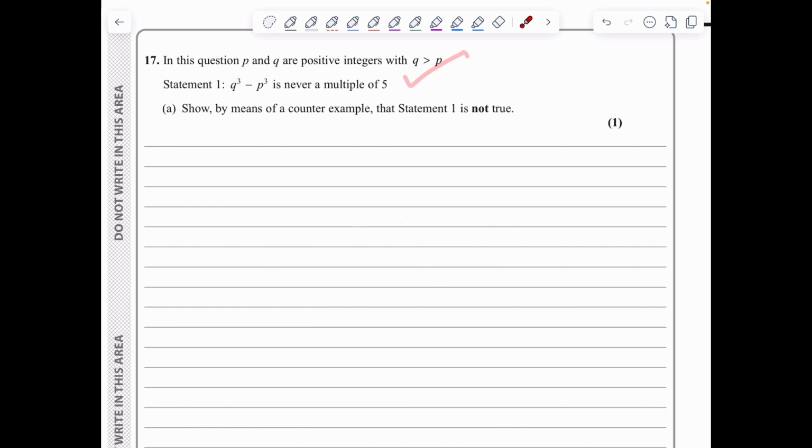So if the statement is saying that this is never a multiple of 5, then it will be enough to provide values that will give me an overall result which is a multiple of 5. So I'm thinking of both q and p being multiples of 5. So I consider 10 cubed minus 5 cubed, which is 1,000 minus 125, which is equal to 875, which is of course a multiple of 5. It is 5 times 175, and therefore we conclude that the statement here is not true.